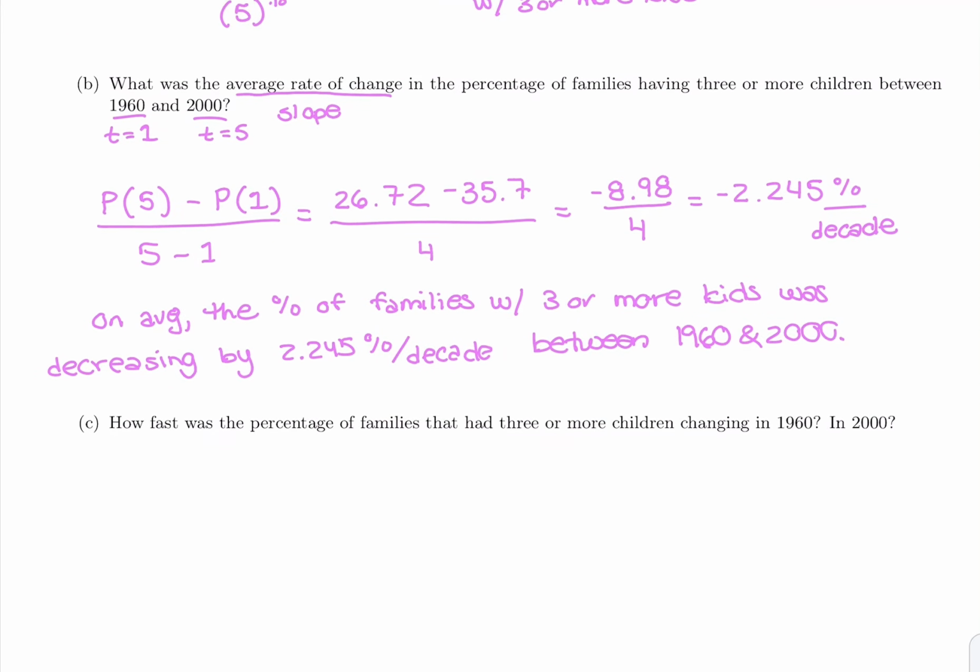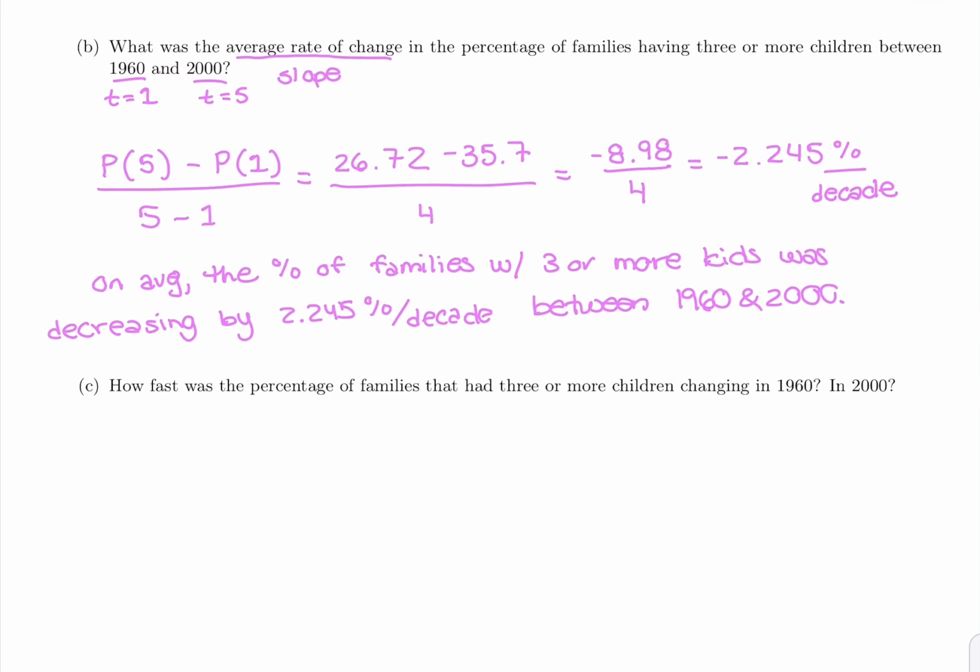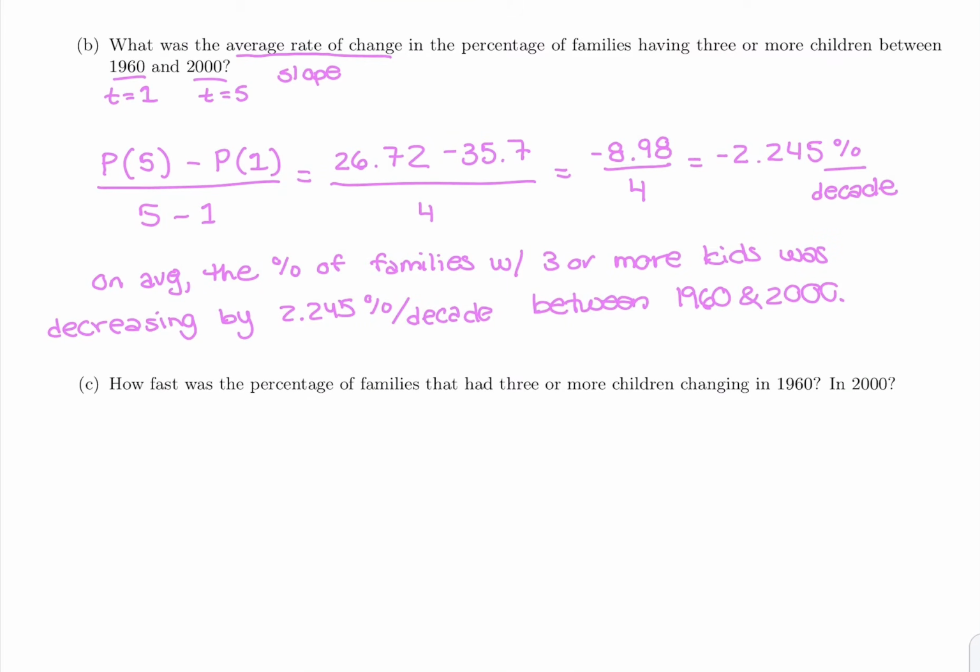All right, this last part says, how fast was the percent of families that had 3 or more children changing in 1960 and in 2000? So I'm seeing multiple change words here. I'm either going to have to use the slope or the derivative. It wouldn't be just plugging into the original because we're asked about change. Is it change at an instant or a change on average between 2 years?